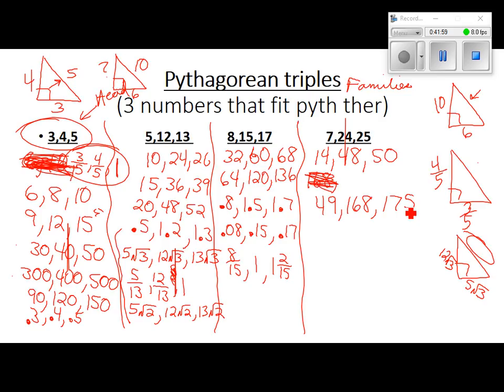Give me another one. 2.4, 2.5. Couldn't you do .07 and then .24, .25? Is that right or no? I don't know, is that right? 35, 120, 125.